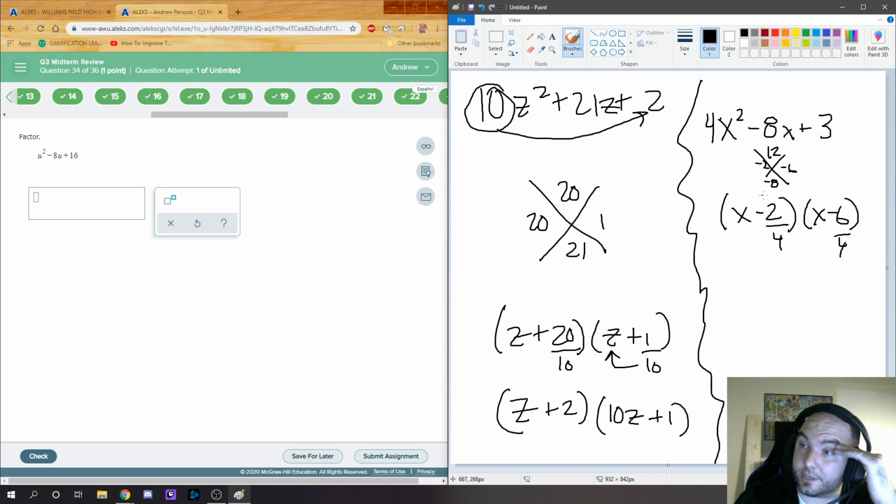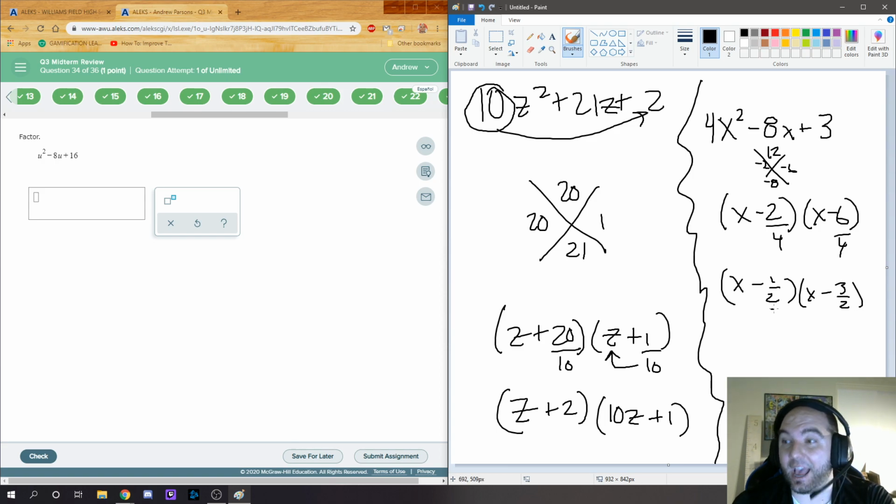Okay, this is why I'm showing this to you. 2 cannot be divided by 4, and 6 can't be divided by 4, but they both can be reduced. So in this situation, which could happen to you, you do x minus 1/2, like you reduce 2/4 to 1/2, and x minus 3 over 2, that reduces, and then after reducing, you bring the bottoms up, because they can't divide anymore. So you get 2x minus 1, 2x minus 3.